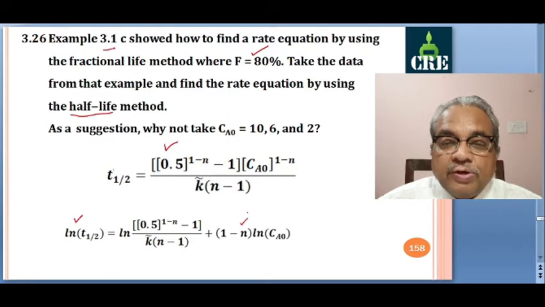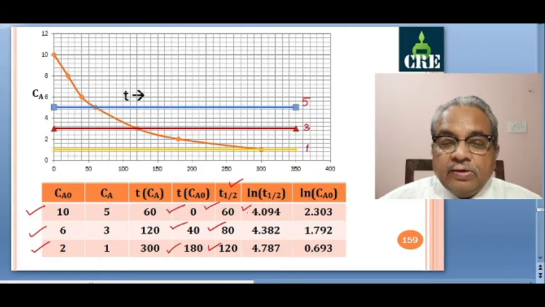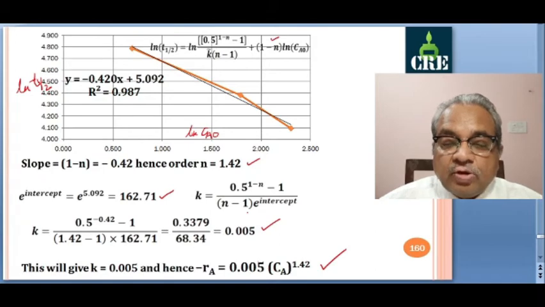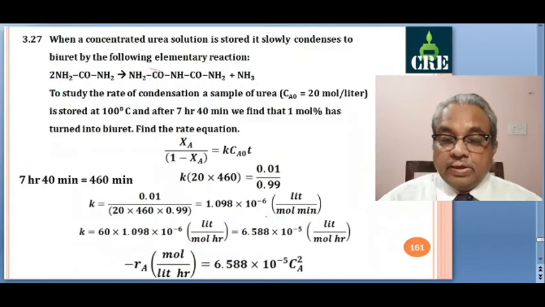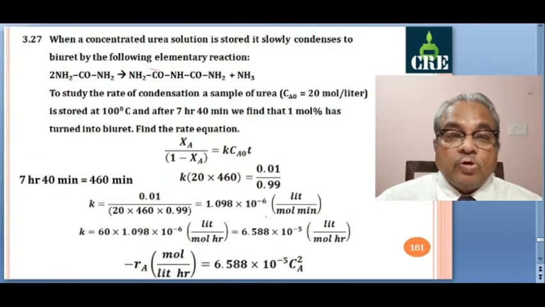was used for 0.8. Same problem we have solved by half-life method, and we have taken the data which is suggested. Ca0 is equal to 10, then Ca0 is equal to 6, Ca0 is equal to 2. And if you compare the final result, you will find K is same value and n is almost same. There it is 1.4 in the solved example, it is 1.42 here. So by any fraction you calculate or find out from the given data, you'll get the same rate law. Next problem, problem number 3.27.